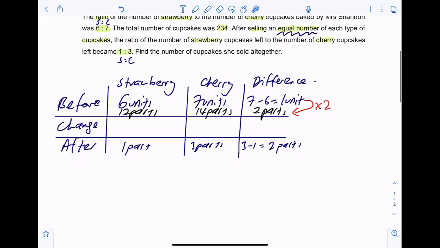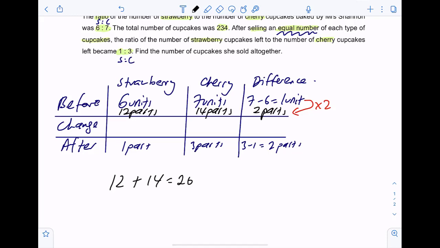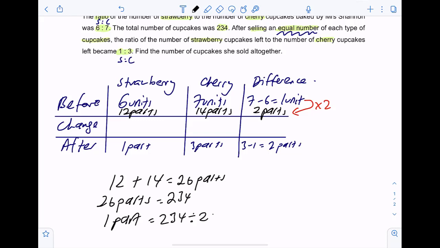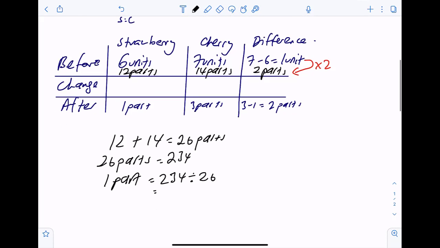So how many cupcakes did she sell altogether? What we can do is this. The total number of cupcakes was 234 at the start. So that will be 12 plus 14. That will be 26 parts. 26 parts is equal to 234. We can find 1 part. 234 divided by 26. Let's see. There will be 9 cupcakes for each 1 part.